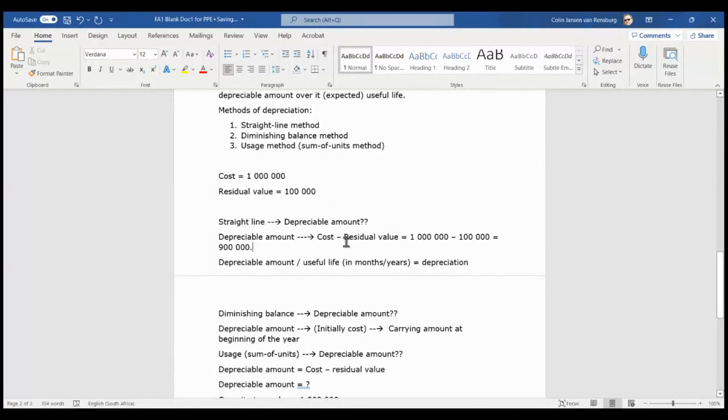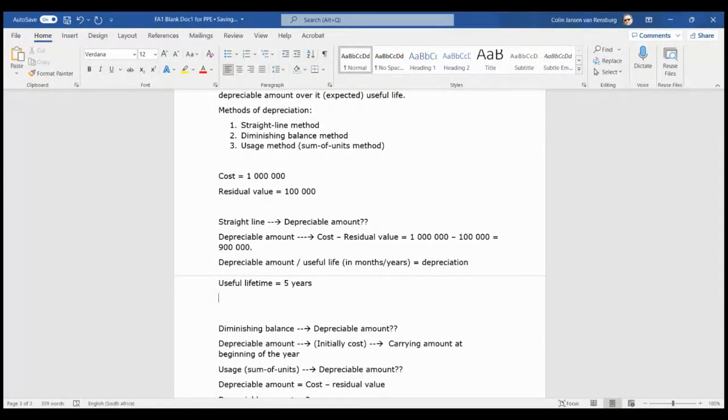Now in this case, we also have to see what our useful life is, right? What is our useful life? And we've got to express this in months or years. So let's, for instance, say 5 years, right? 5 years is our useful lifetime. Our useful lifetime is 5 years, right?